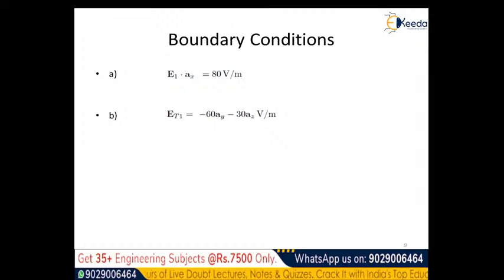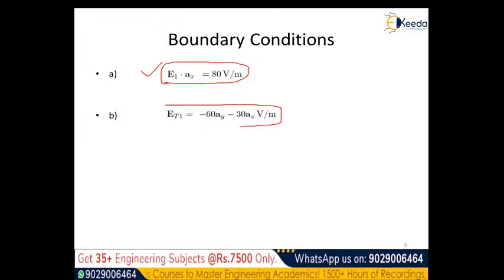From the given, E1 was described to be 80 ax minus 60 ay minus 30 az. So the first term has given us the answer here. As this is the dot multiplication, we have obtained only the magnitude here, not the direction. And here the tangential component comes from the second and the third term in the description of that electric field intensity vector already given to us in the problem statement. So this is the solution for part A and part B here.